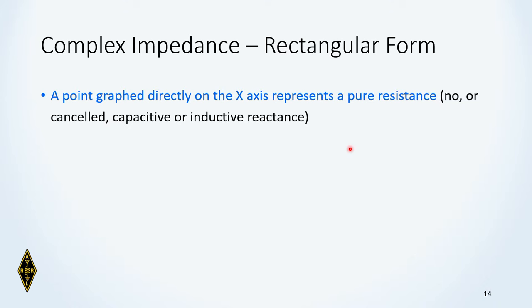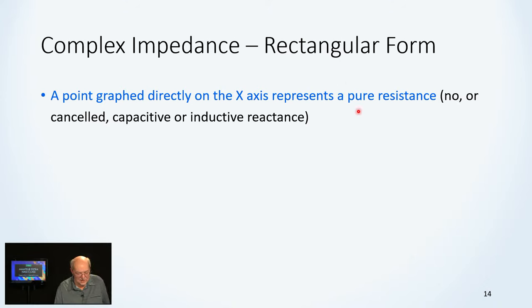Okay, complex impedance in rectangular form. Oh, for the first time, we've got a little blue text here. A point graphed directly on the x-axis represents a pure resistance. If there's nothing positive or negative on the y-axis, then the point is directly on the x, and it's a pure resistance. That means there's no capacitive or inductive reactance, or they're equal amounts and they've canceled each other out.